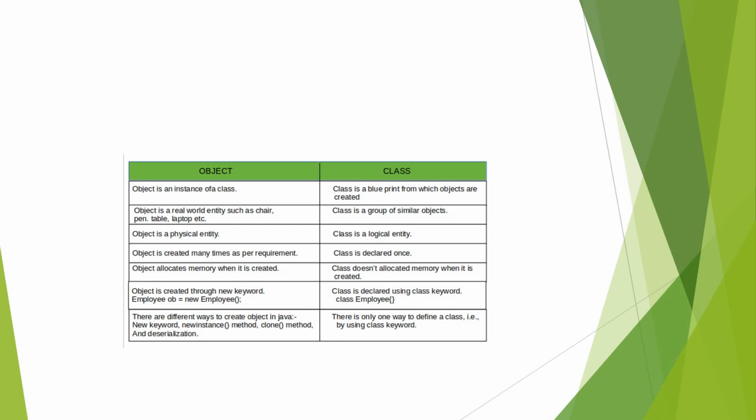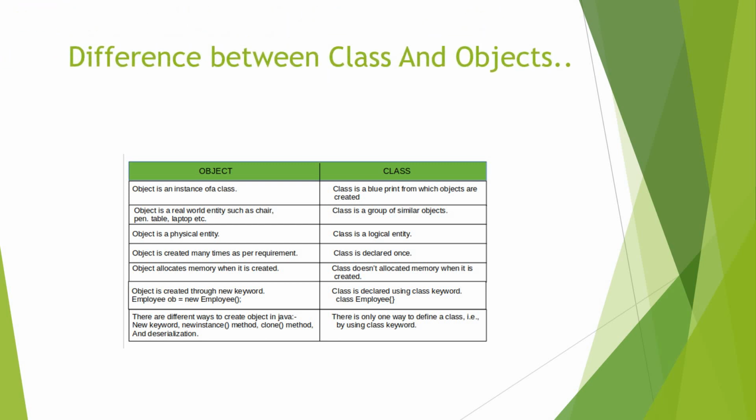Now see the difference between object and class. An object is an instance of a class, and a class is a blueprint from which objects are created, like the blueprint of a car. The car is that blueprint. Using that blueprint we are creating instances of these three cars. We can create more and more: Maruti Suzuki, Ferrari, Audi.